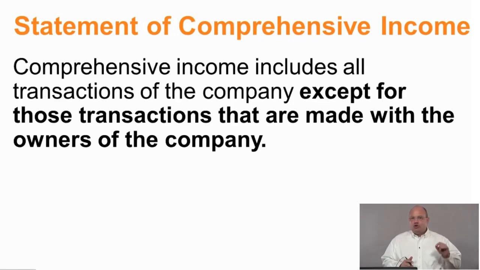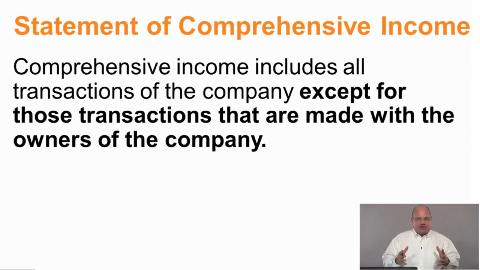Comprehensive income includes all of the transactions that the company entered into during the period, except for transactions that are made with the owners of the company. So what we're talking about, these transactions with the owners of the company, the sale of shares, the payment of dividends, those transactions with the owners are not part of comprehensive income, but everything else that the company did is part of comprehensive income.